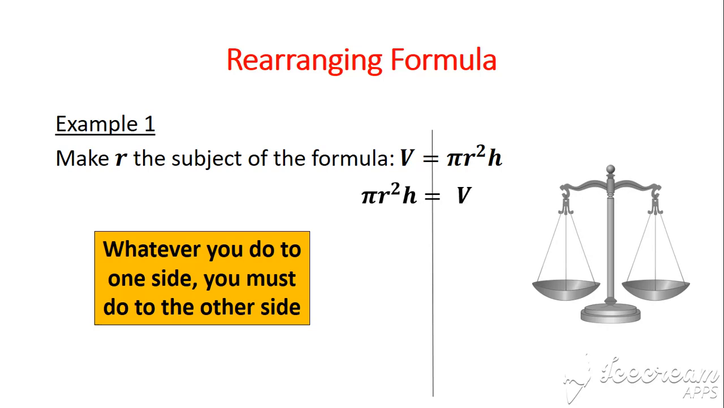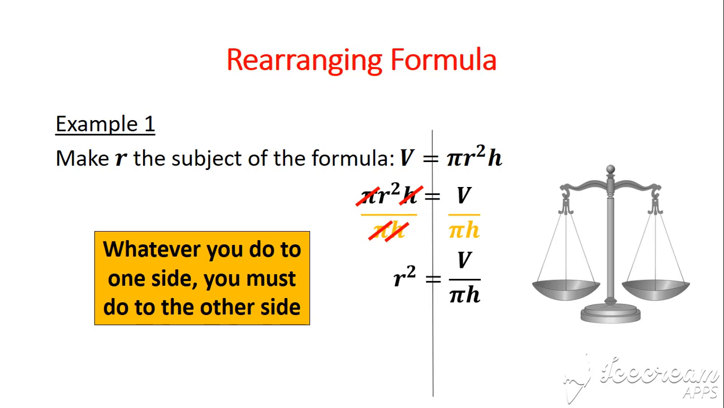First thing I'm going to do is just swap sides. So I'm going to put the pi r squared h on the left and the v on the right. I'm allowed to do that. Right, I'm going to divide the left and the right by pi h. Everything's been times together on the left. So I'm going to divide by pi h because pi divided by pi will cancel and h divided by h will cancel, leaving me r squared on the left, and on the right hand side I've got v divided by pi times h.